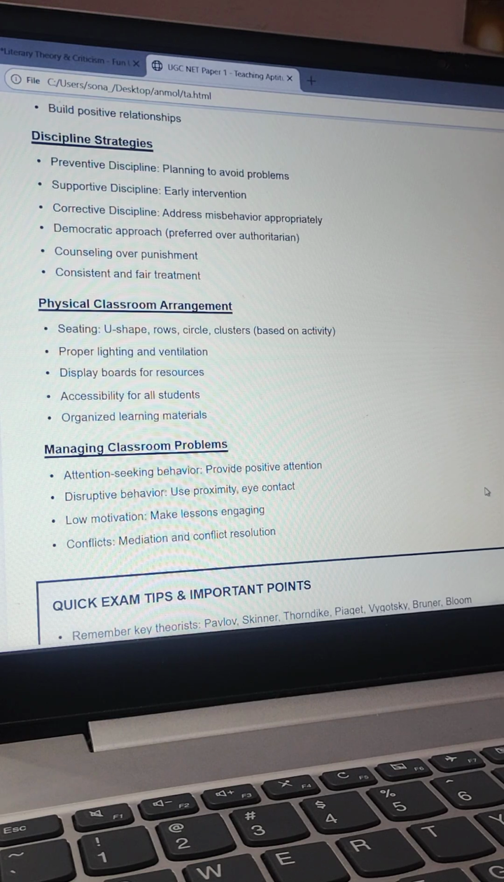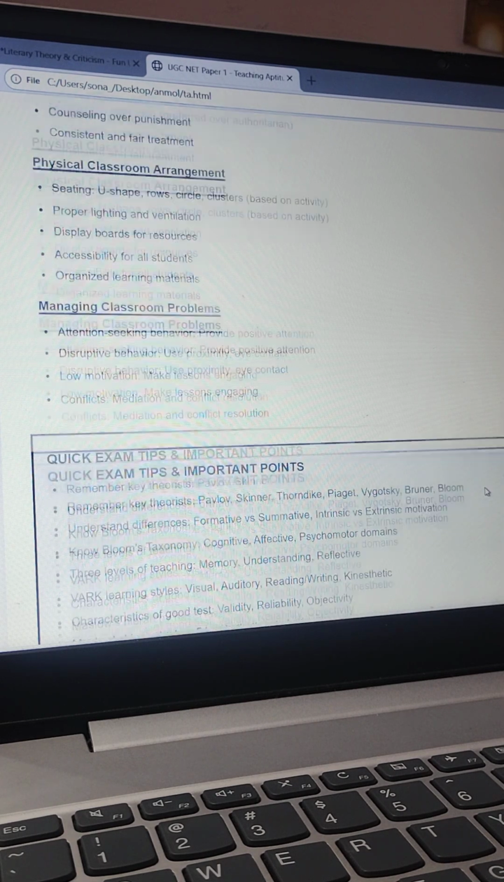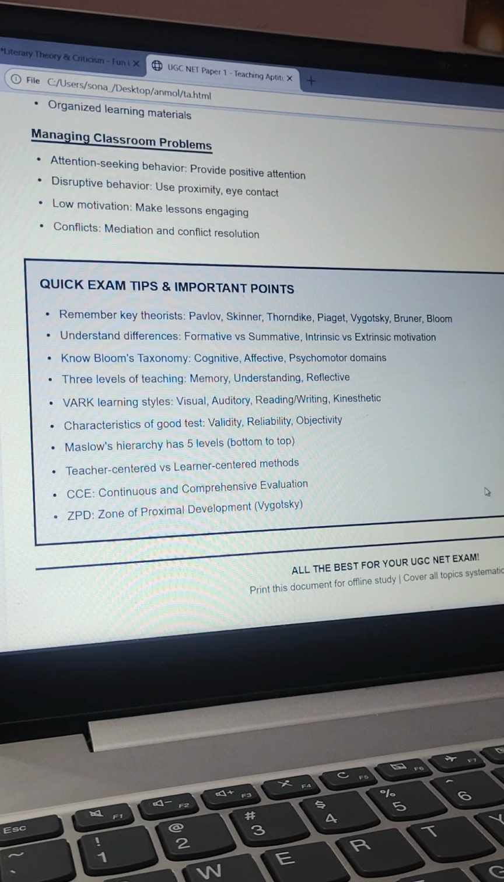Coming to physical classroom arrangement, we have seating, that is U-shaped, rows, circles, and clusters based on activity. We have proper lighting and ventilation, and display boards for resources. Managing classroom problems: for attention seeking behavior, provide positive attention; for disruptive behavior, and low motivation, make lessons engaging; and conflict mediation and resolution. So here comes the whole teaching aptitude.